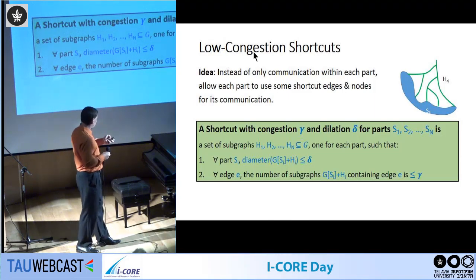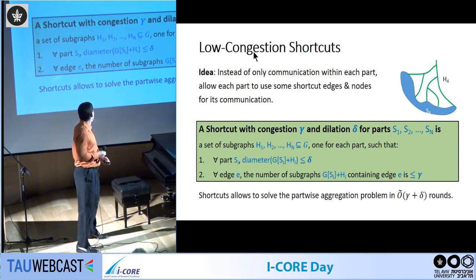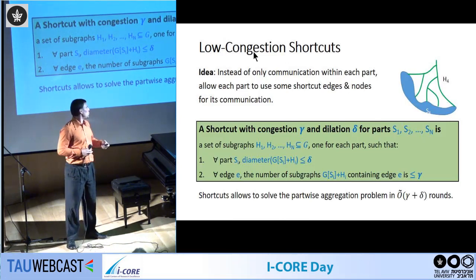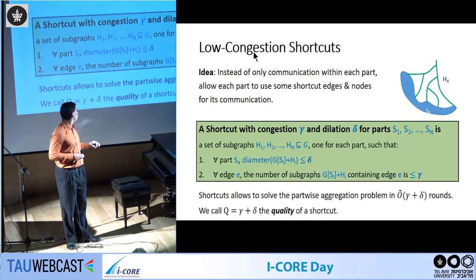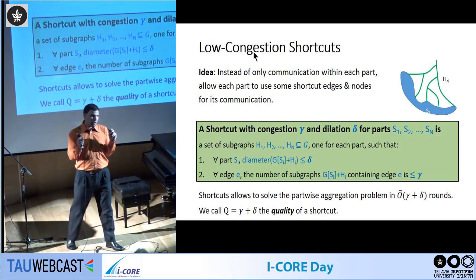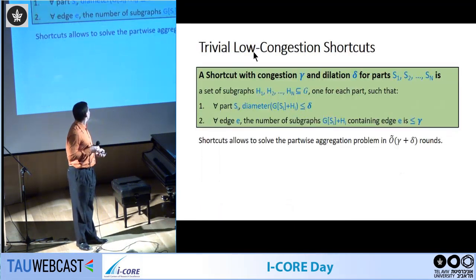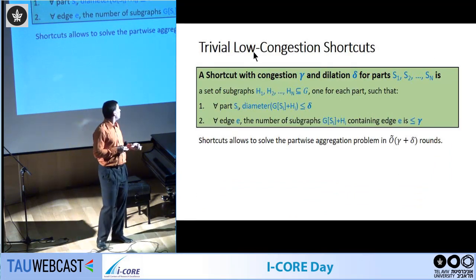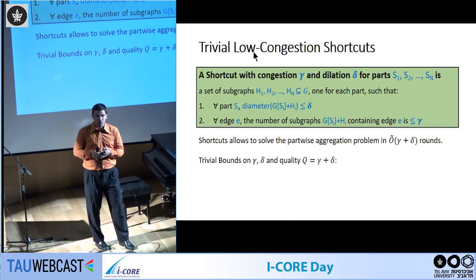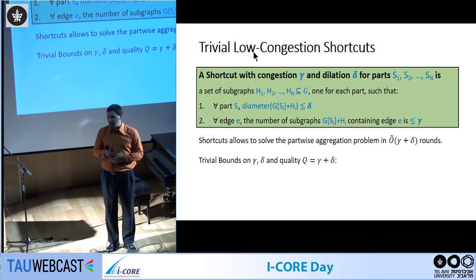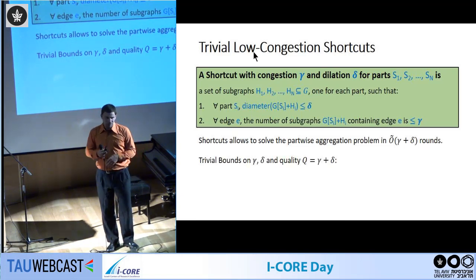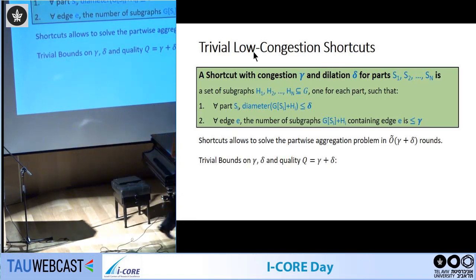Okay, cool. So this was our shortcut definition. And we know that they can do this in delta plus gamma time. And so we call the quality of a shortcut basically just delta plus gamma. Okay. Cool. So let's look at some trivial bounds on the quality of shortcuts. Who can give me some parameters for delta and gamma? Trivial, really trivial.